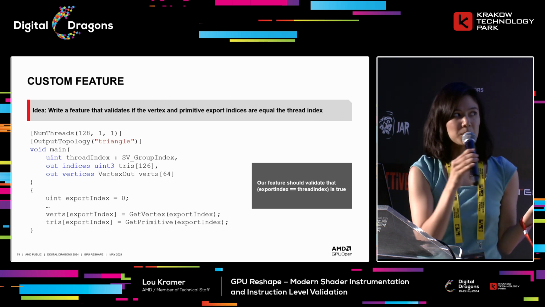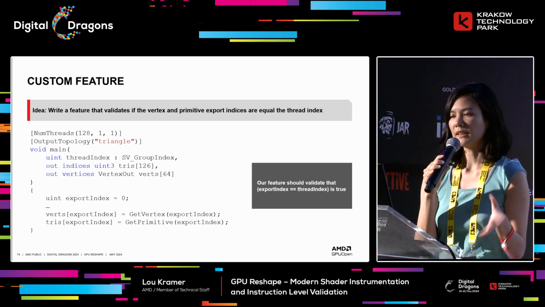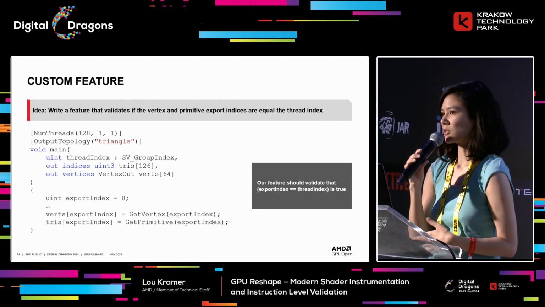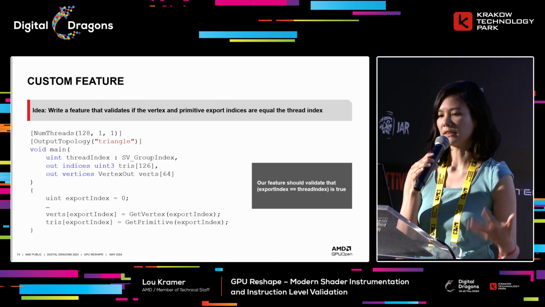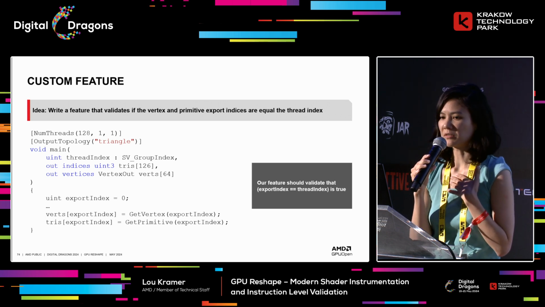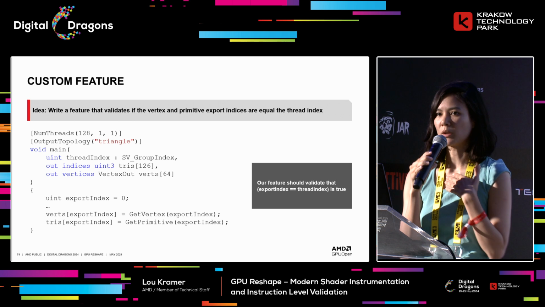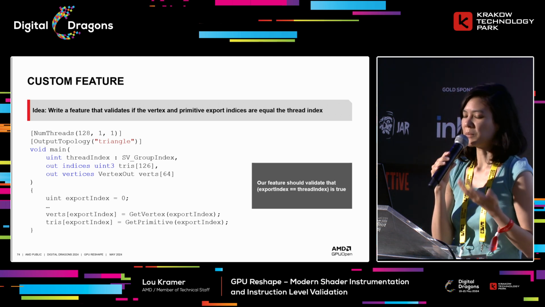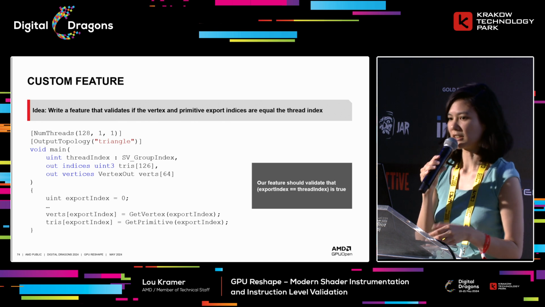So here's an example mesh shader code, and you see export index, and then there's some unknown code, and then we use the export index to export the vertices and primitives, and we want to know if export index is equal to thread index. So for me as an AMD dev tech, this is of course a very interesting feature, because then I can just run it on any application that uses mesh shaders to see if the application is following our recommendation or if it doesn't.